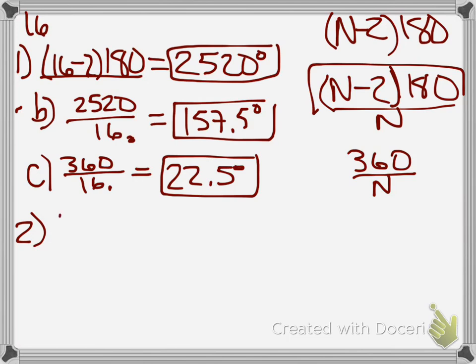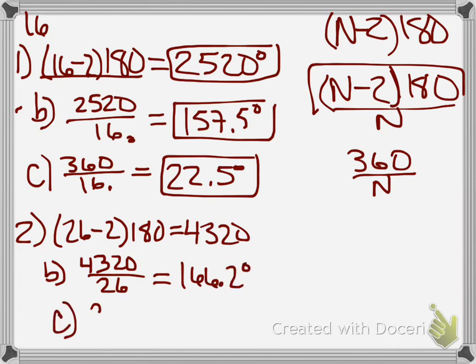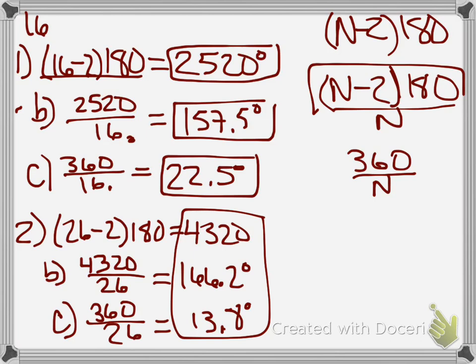Number 2, we're going to say 26 minus 2 times the 180. And we're going to get 4320. We can say 4320 for part B. 4320 divided by 26 and get 166.2 degrees. And then finally we can do part C and say 360 divided by 26 and we'll get 13.8 degrees. Oh, very, very good. Now we are done. Okay, so let's move on to 3 and 4.